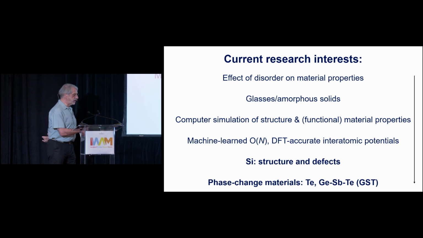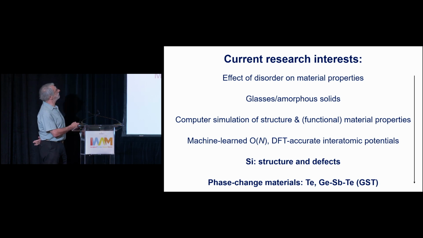So my interests mainly are to do with the effect of disorder on material properties. And that leads you naturally to think about glasses and amorphous solids. And in order to understand their properties, particularly their functional material properties, it is not just useful, essential really, to do computer simulations. Because unlike a crystal where you know absolutely what the atomic positions are, of course, and then you can calculate in often quite a simplistic way what the properties should be from a crystal, for a glass, you know nothing about that. So you have to do a lot of simulations.